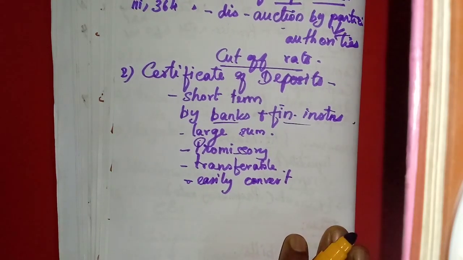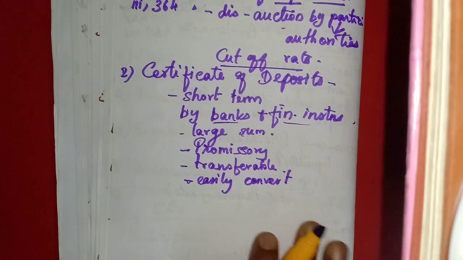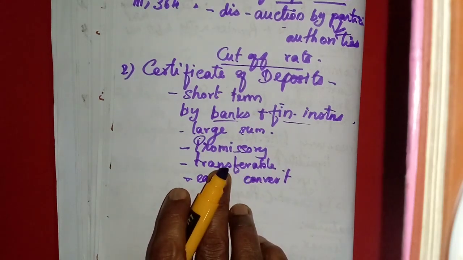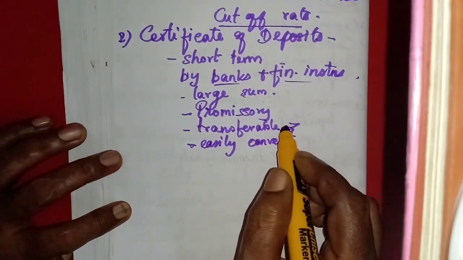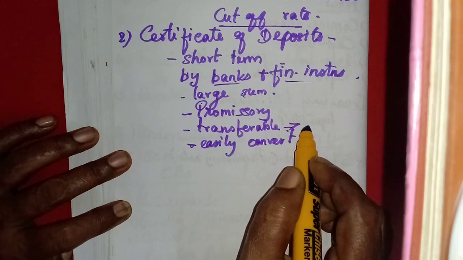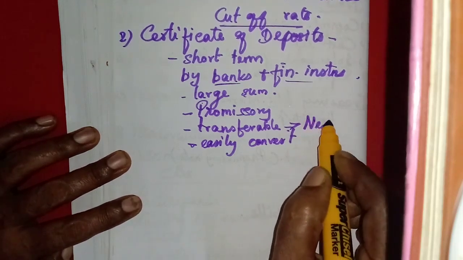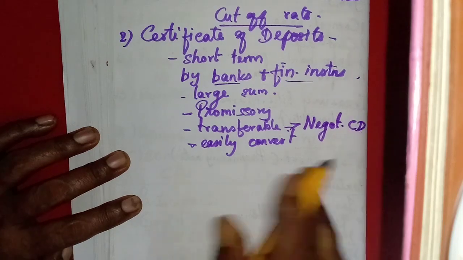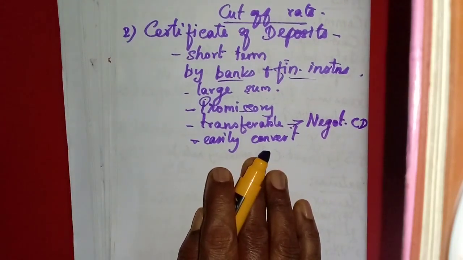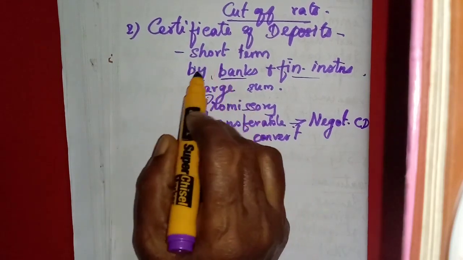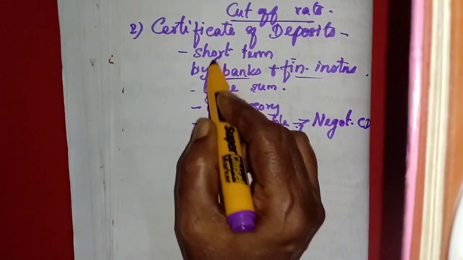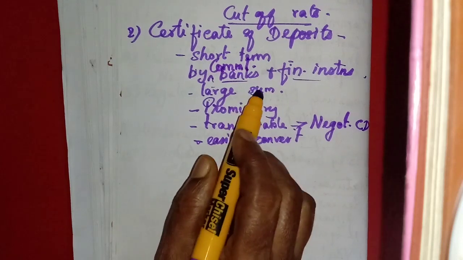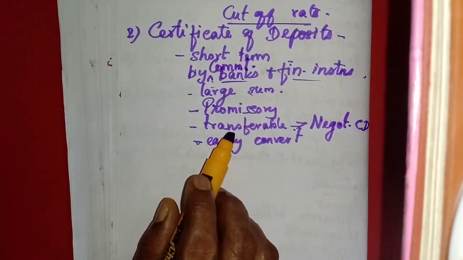So it can be converted into cash very easily, and it can be transferred. The ownership of the instrument can be transferred from one person to another. Because it is transferable, we can say these instruments are also known as negotiable certificate of deposit. We have studied already the issuers: the banks and financial institutions. Bank means the commercial banks, the commercial banks and financial institutions.